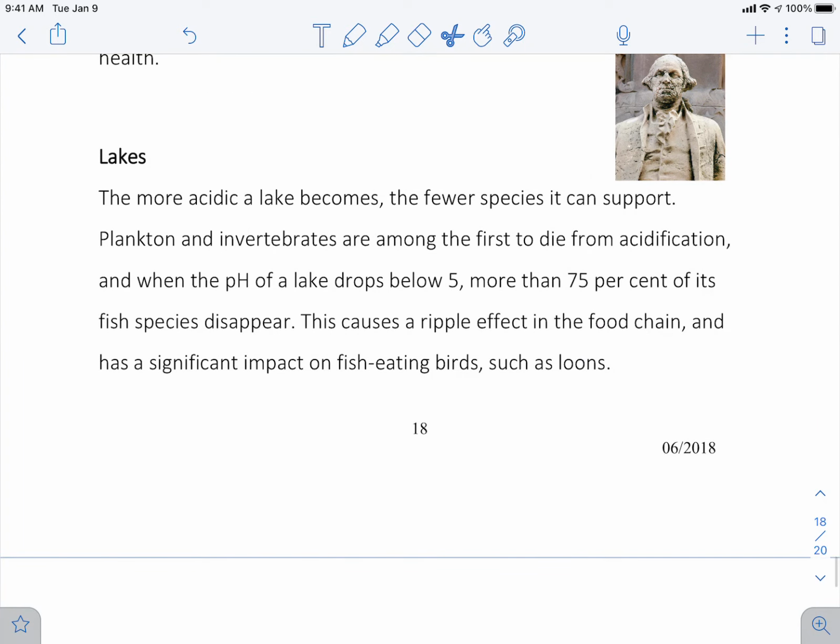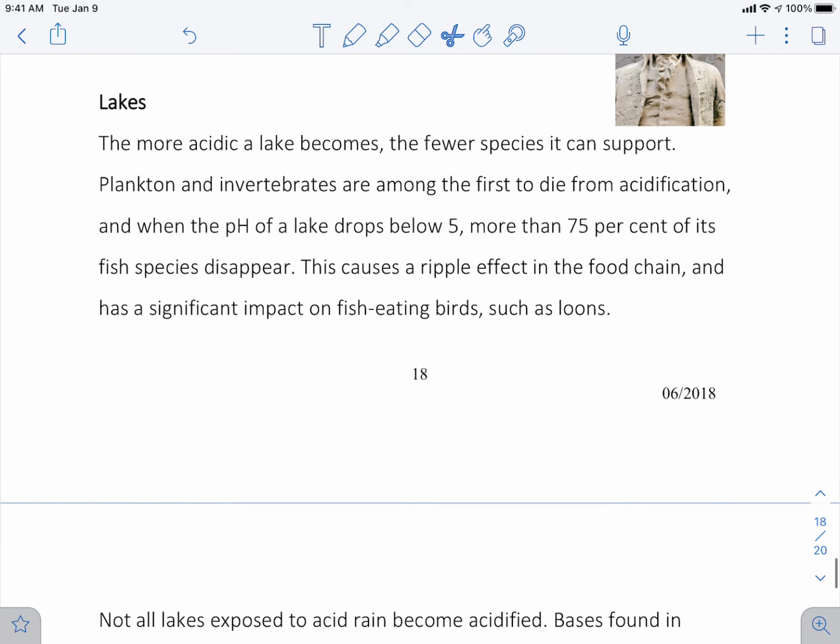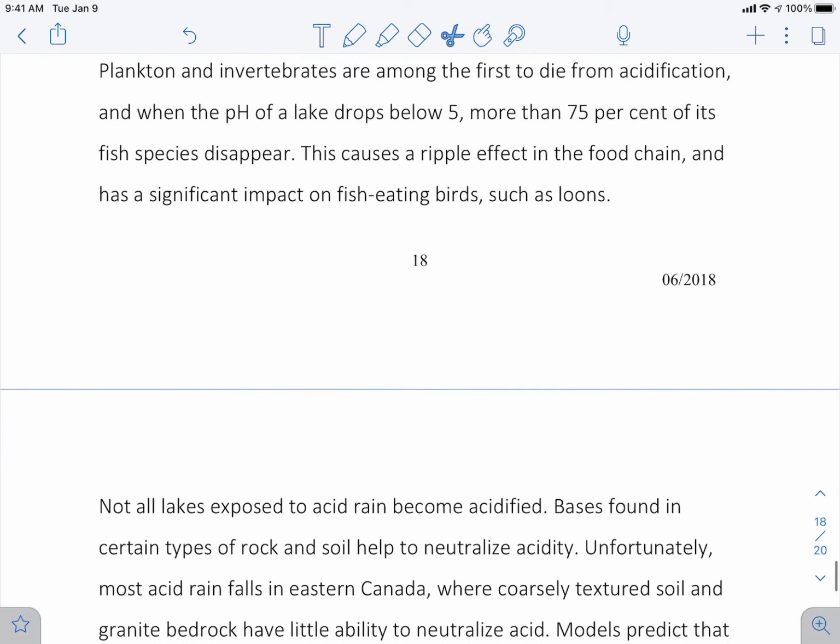The more acidic a lake becomes, the fewer species it can support. Plankton and invertebrates are among the first to die, and when they die, they cause a ripple effect. So when the pH of a lake drops below 5, more than 75% of the fish species will disappear. This causes a ripple effect in the food chain and has a significant impact on fish-eating birds such as loons.